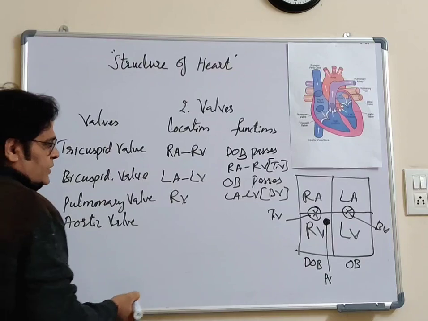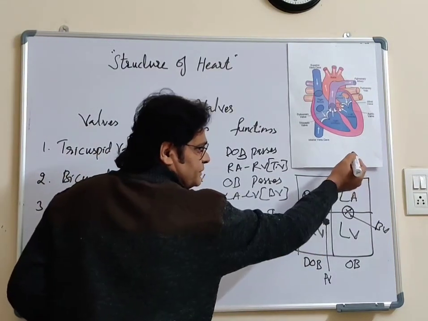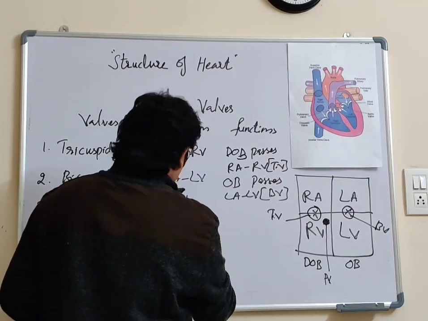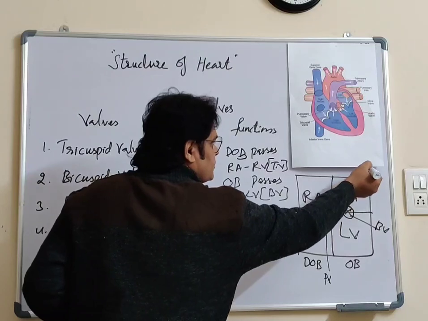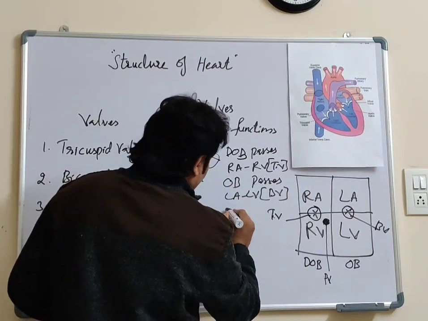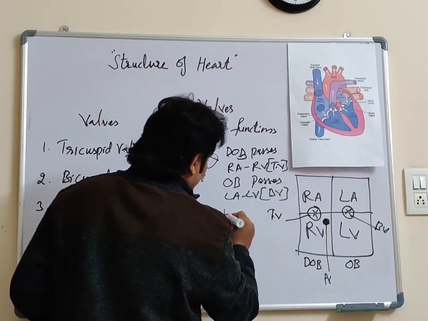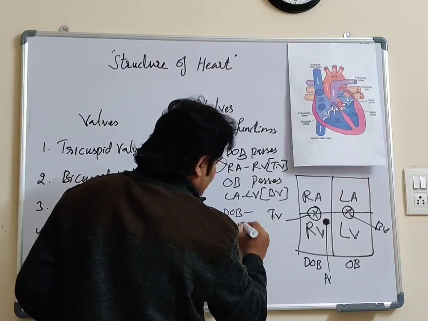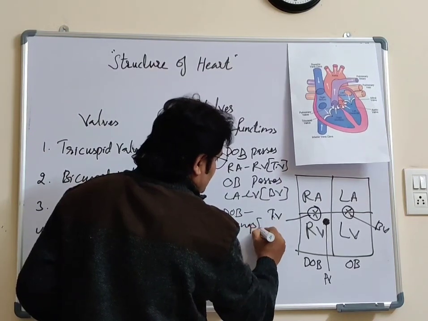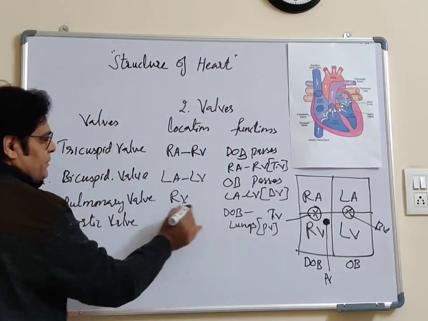What is the function here? It allows the deoxygenated blood to the lungs through the pulmonary aorta. Clear? This pulmonary valve allows the deoxygenated blood to pass to the lungs. The right ventricle pumps the deoxygenated blood through this valve, so deoxygenated blood enters the lungs through the pulmonary valve. Clear? This is the function of the pulmonary valve.